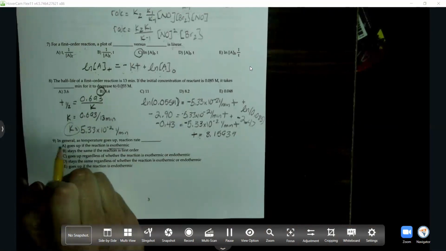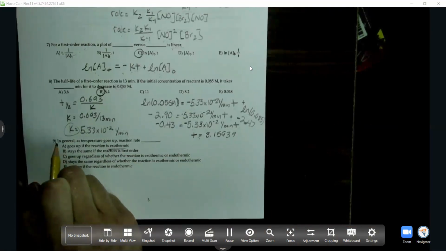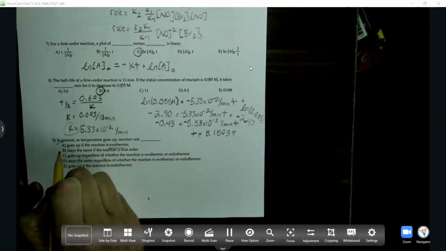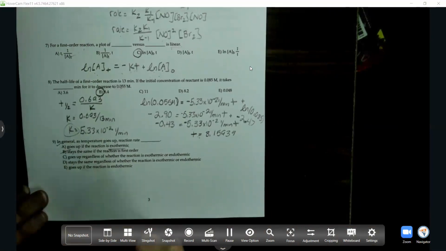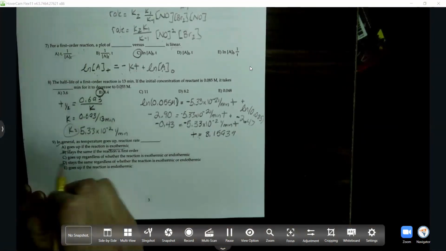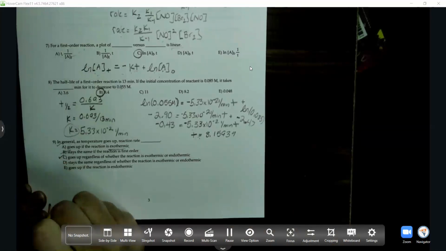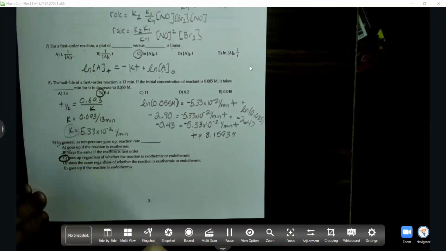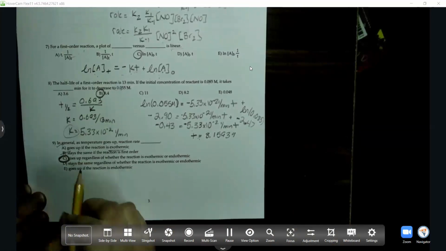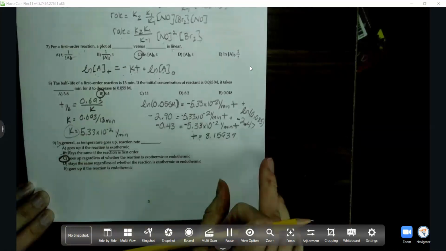So it's definitely going to go up if the reaction is exothermic. It's not going to stay the same, because when we heat it up, we put more energy in there, so we're going to have a faster reaction rate. It's going to go up regardless. So that's our answer. And it will not stay the same. So your answer there is C.